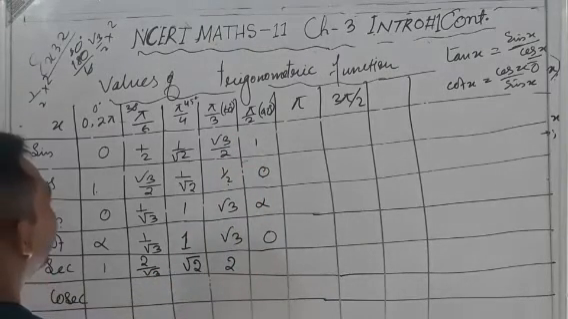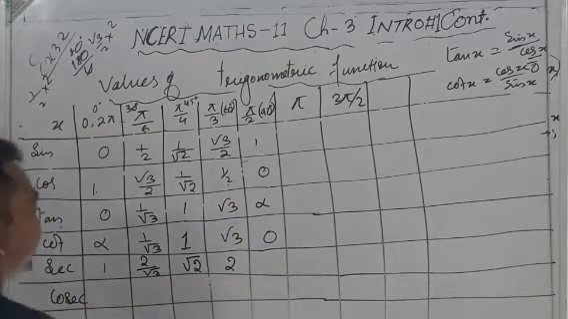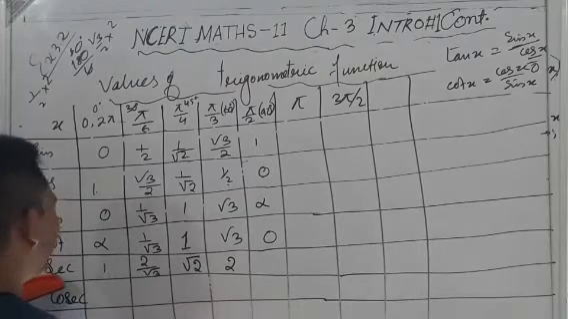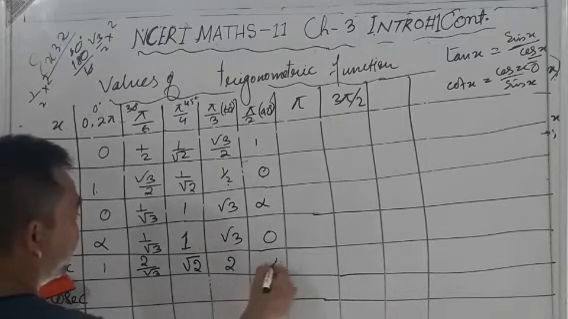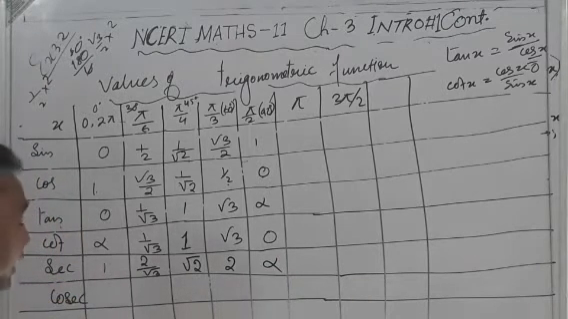Cos 90. At cos 90, sec x is not defined. Why not defined? It will be 0. Yes or no? In the place of denominator, there will be 0. So it is not defined.